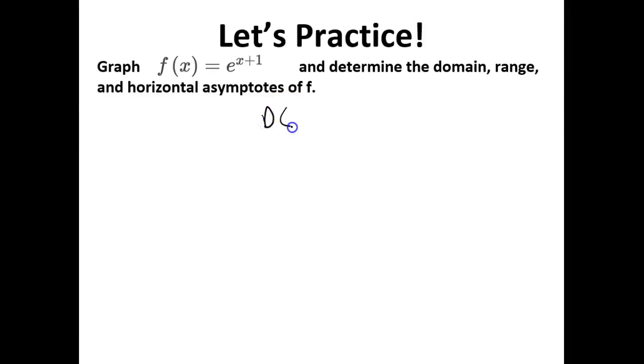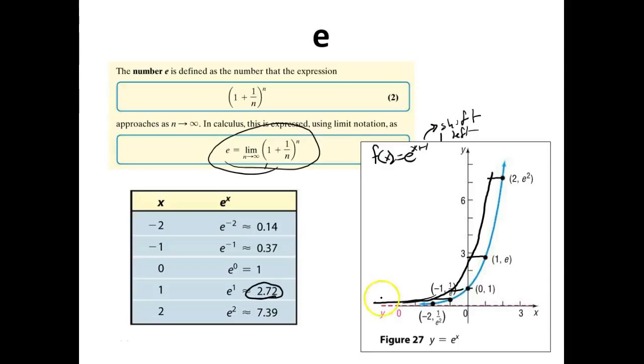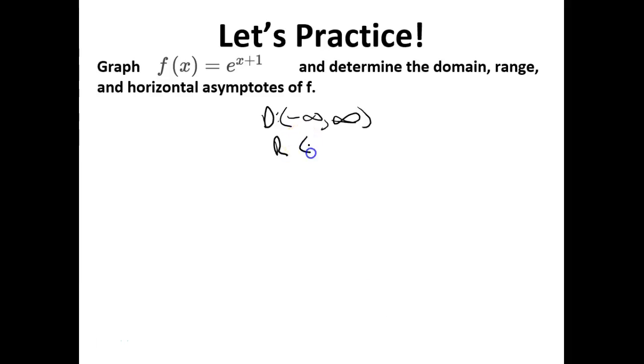The domain, we can still put anything in. Negative infinity to positive infinity. And the range, it's approaching that horizontal asymptote y equals 0. So the range, it never is going to cross that. It's from 0 up to infinity. And the horizontal asymptote is going to be y equals 0.